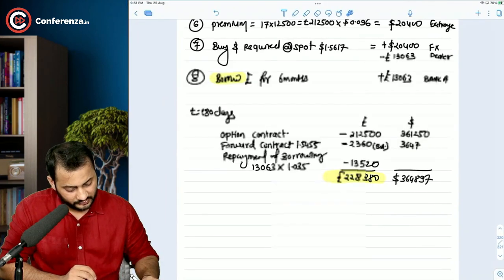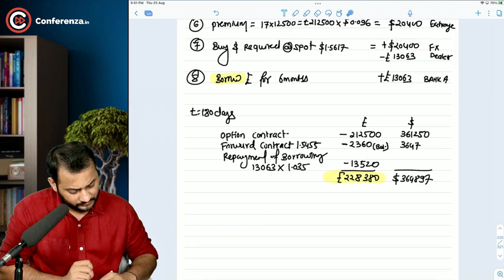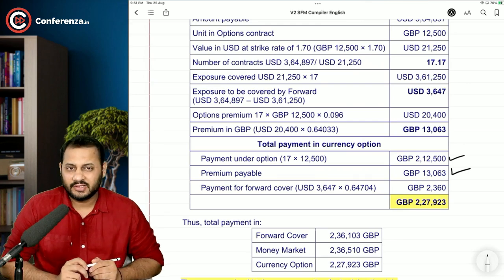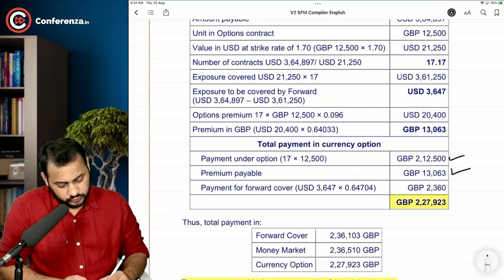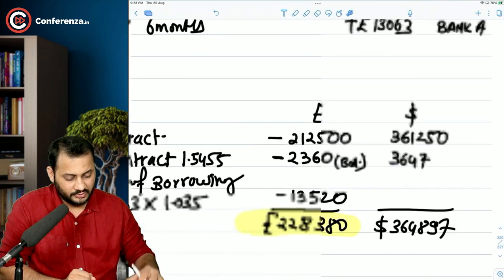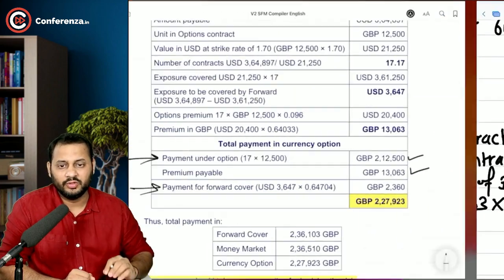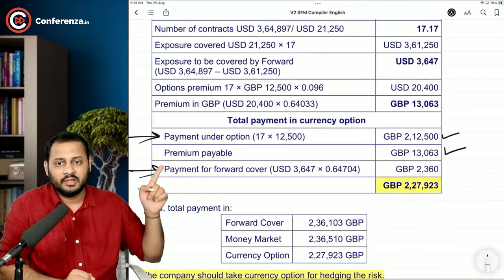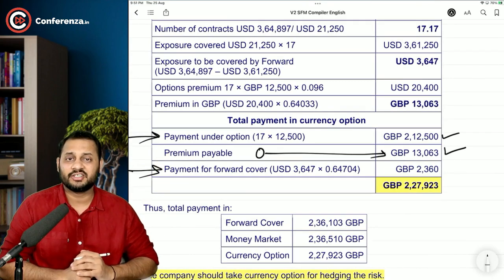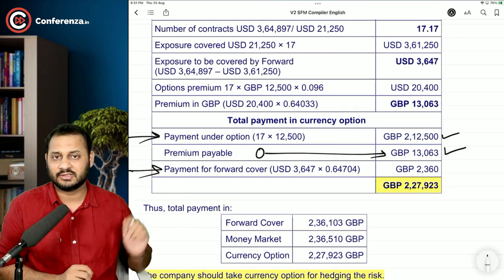Acha, 3647 divided by 1.5455, 13063. So there is one mistake that you can see here. This is right according to our calculation. 2360 also. See, 2360 and 212500. The only mistake that the institute has done is the premium was paid at 0 time and they have not considered interest on 13063, and that's why the answer is differing.